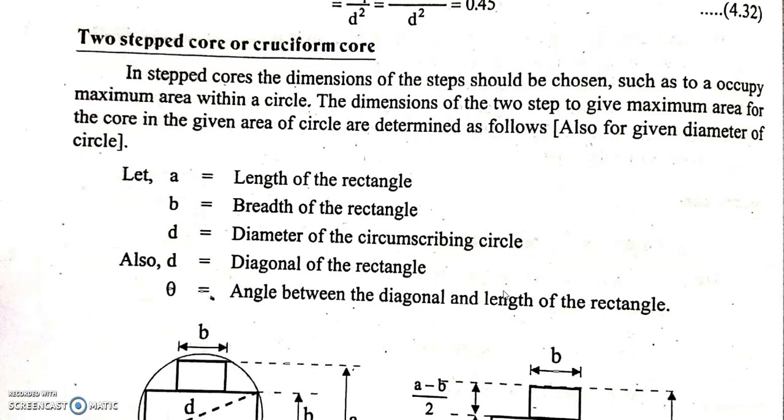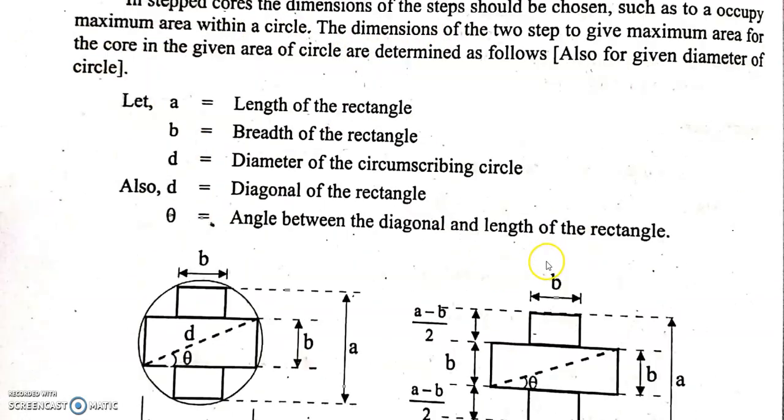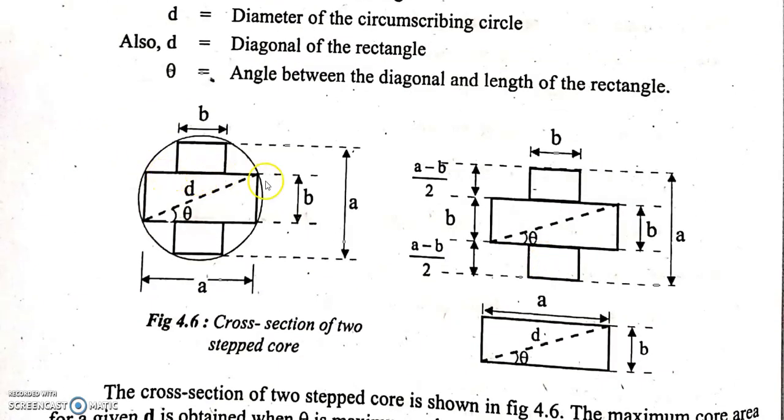And the same procedure we are going to repeat for a two-stepped core construction, which is also called a cruciform core. There, laminations of two sizes are there. So this length is defined as B and this length is defined as A. Here again, this longer length is A and this smaller one is B. We are going to calculate the gross core area and net core area.